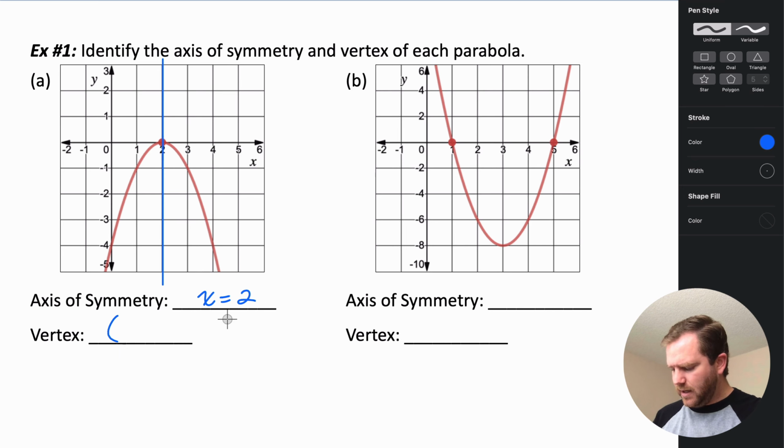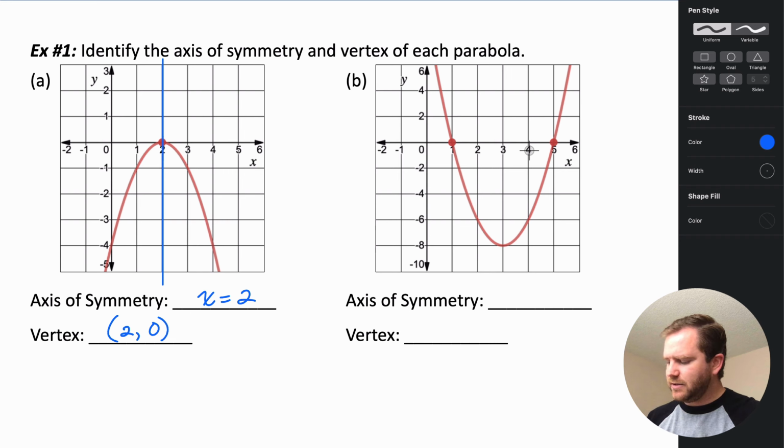The equation of the vertical line gives us the x-coordinate of our vertex, and then the y-coordinate would just be whatever the y-coordinate is. So this one is at 2, 0. So our vertex is at 2, 0. Now in this one, we're not given the point where the vertex is. I have a good idea that it's probably here, but we're given two solutions, two x-intercepts.